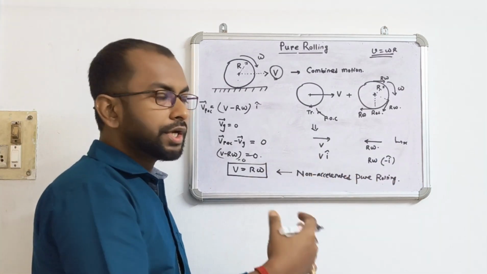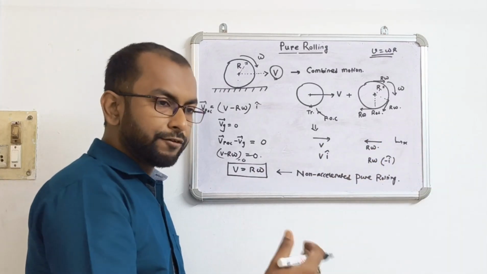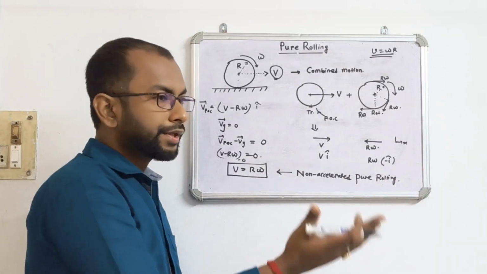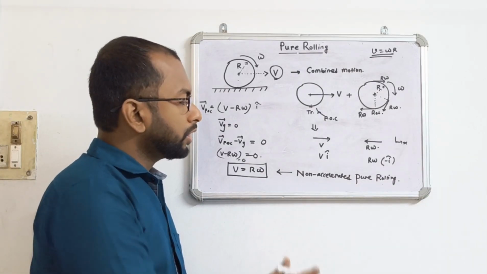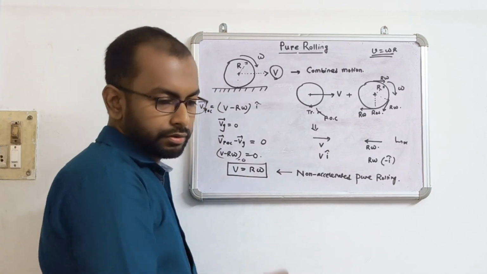In that condition, is it skidding or not? If it is skidding, then it is not a pure rolling. If it is not skidding, then it is a pure rolling. So that we will discuss later. First we will talk about the non-accelerated pure rolling. So this is the condition.